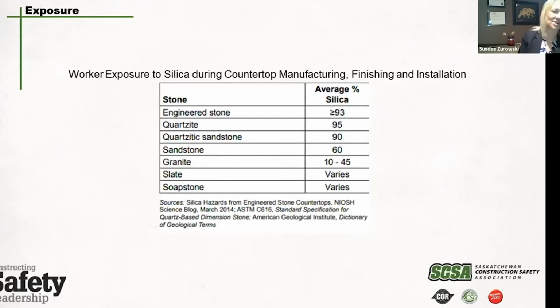They contain little or no silica. In contrast, granite can contain up to 45% silica.